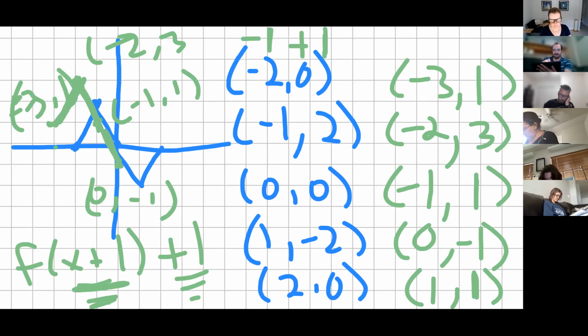And then 1 comma 1 looks like it's right in here. I know my graph is getting a little crammed in there. Does that look like I moved everything, what, left 1 and up 1? Left 1 and up 1, left 1 and up 1. Left 1 up 1, left 1 up 1. That's it.